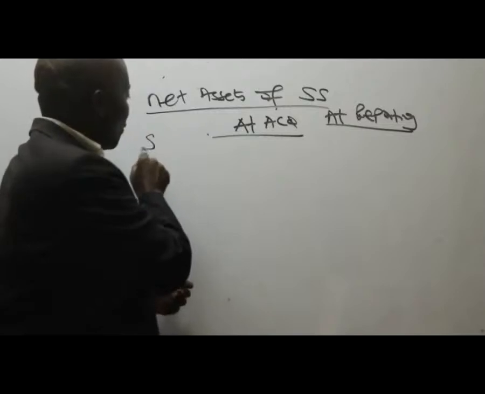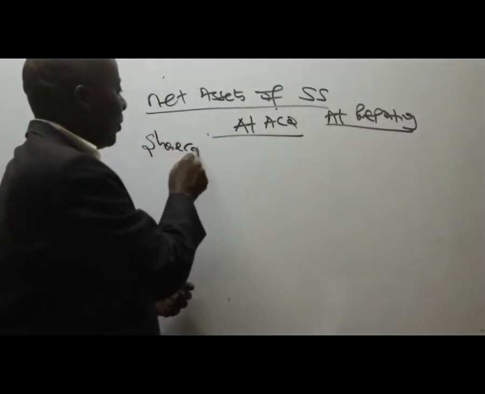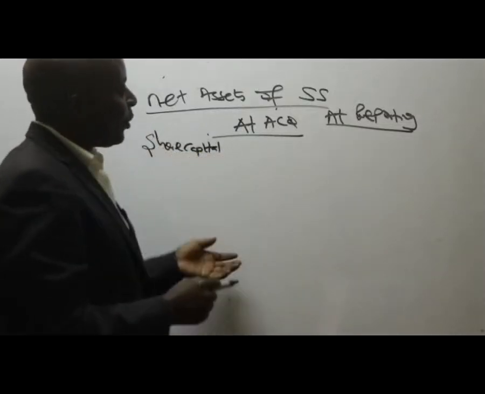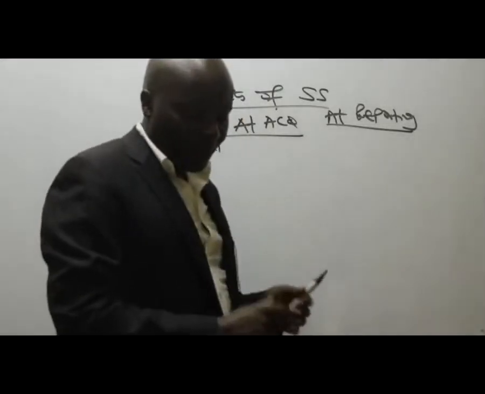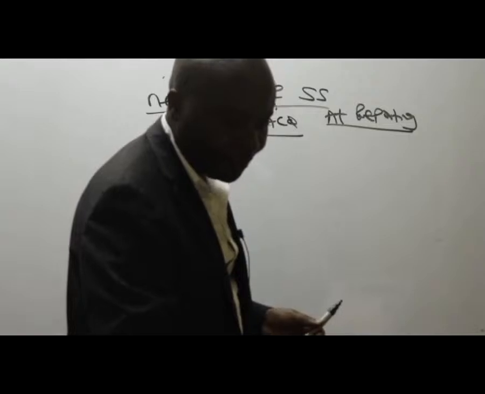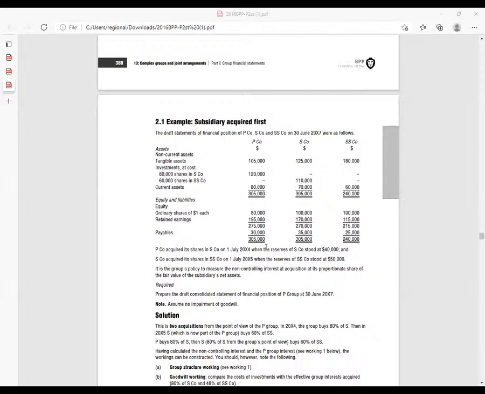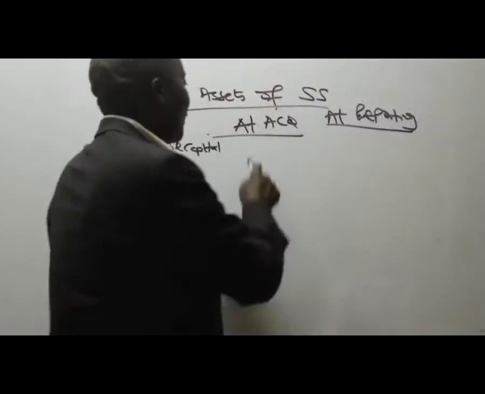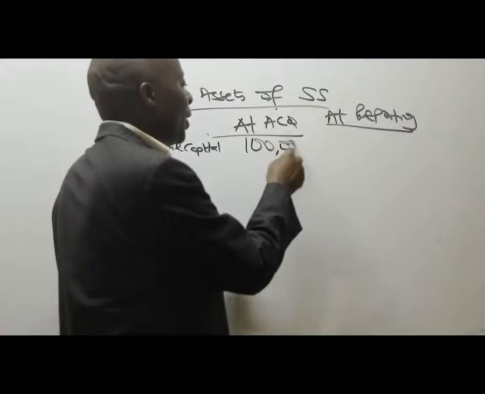So I'll start always with share capital, your subsidiary's share capital, your SS. What does the share capital of the subsidiary SS say? It's 100,000. This doesn't change, it's a free mark.